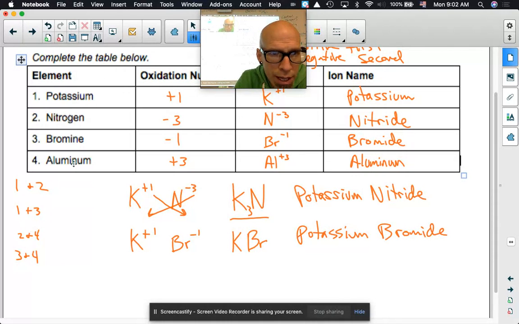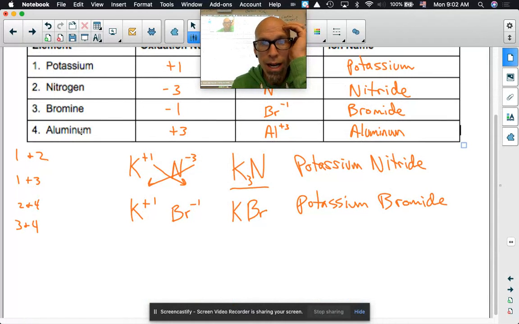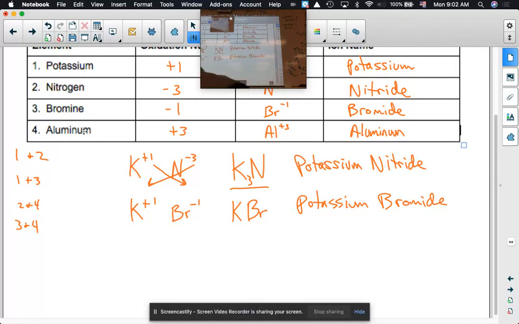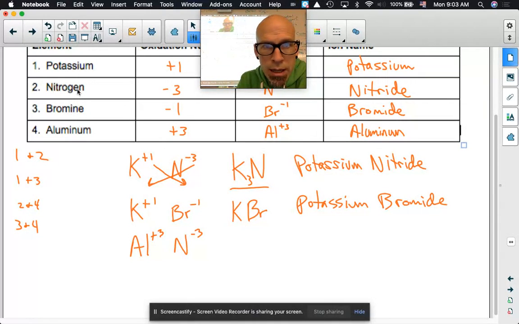So what if nitrogen and aluminum get together? Now here's going to be the tendency, and maybe you did this on your worksheet. Since nitrogen is listed first, some of you probably put N first and then Al second. But remember, which one goes first? Positive first. Negative goes second. So when 2 and 4 get together, I have to write aluminum first. So aluminum plus 3 with an N minus 3.